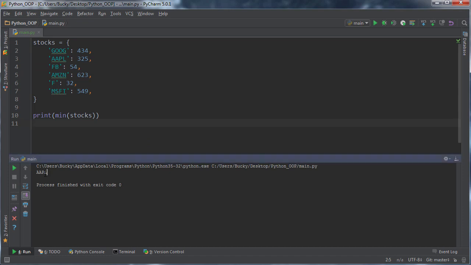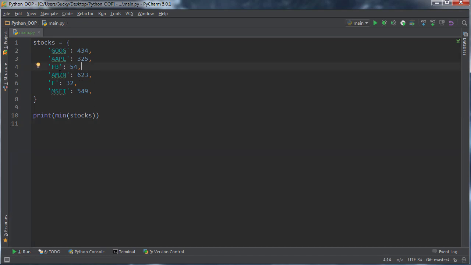Wait a minute, it said AAPL. Let's look at this right here. That's not right. See, Apple is 325 bucks, and the cheapest one looks like Ford. So why the heck isn't this working? Well, it actually did work, just not in the way that you thought.